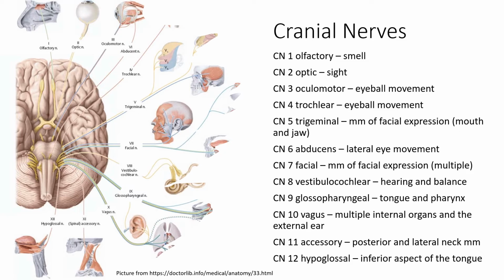Remember, afferent means sensory. It just takes in information. The optic nerve, the second cranial nerve, is for sight, again an afferent. The oculomotor, the trochlear, and the trigeminal are all efferent, meaning that they control movement. The abducens is a mixed nerve, meaning that it has both afferent and efferent, as well as the 7th cranial nerve, the 8th cranial nerve, 9th and 10th are all mixed nerves, again taking in afferent and putting out efferent actions. The accessory cranial nerve 11 and the hypoglossal cranial nerve 12 are both efferent, controlling muscles in the posterior lateral neck and then the inferior aspect of the tongue.